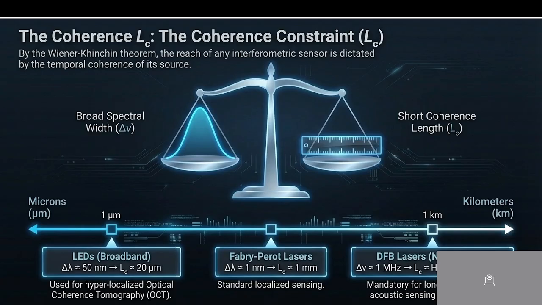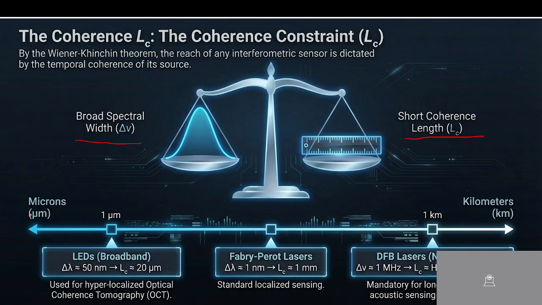Now moving towards the next thing, which is coherency. The coherence length LC, by the Wiener-Khinchin theorem: the reach of any interferometric sensor is dictated by the temporal coherence of its source. One example is given here: broad spectral width and short coherence length. We need to balance it out.